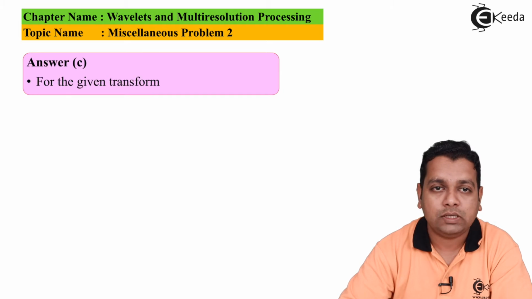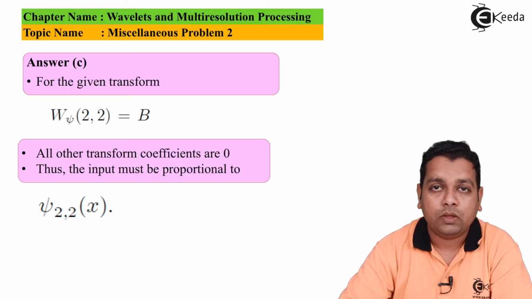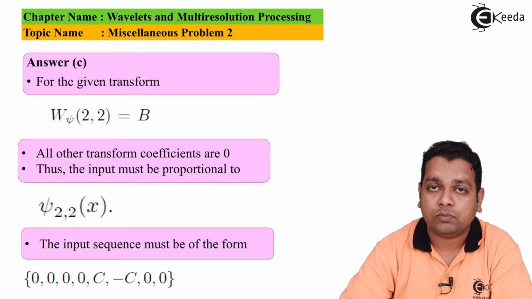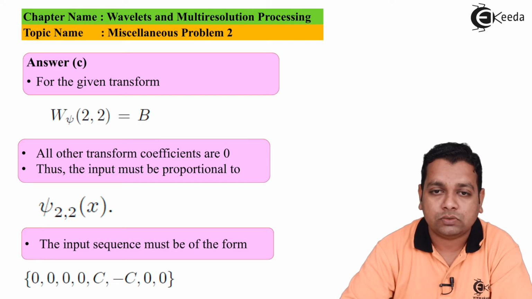So the answer for part C: for the given transform we have the relation given in the problem statement, that is w suffix psi of 2 comma 2 is equal to capital B. So capital B is a part of the set of the transform, that is the given value, and for all other transform coefficients here we have 0. Thus the input must be proportional to psi of 2 comma 2 for x here. The input sequence must be of the form 0 0 0 0 C minus C 0 0.